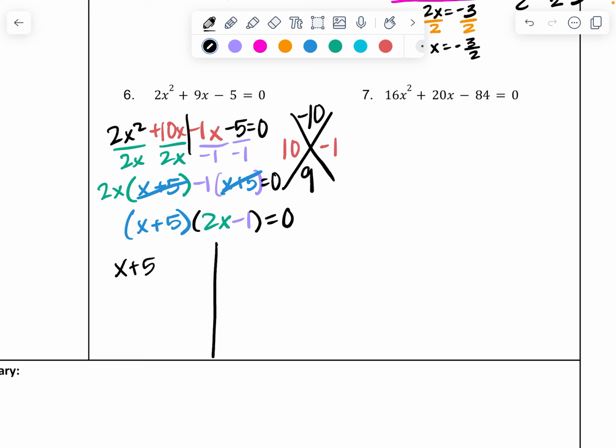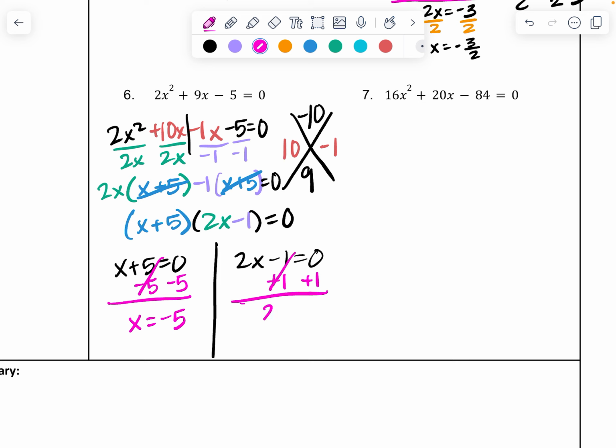X plus 5 equals 0, and 2x minus 1 equals 0. Minus 5. So x equals negative 5, and x equals 1/2.